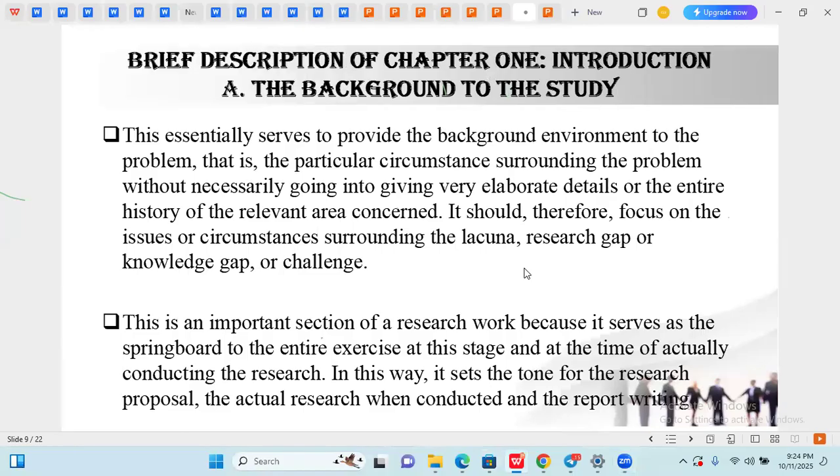All right, so let's go to a brief description of chapter 1. Now, when I'm doing my research class, I tell them, pay attention.